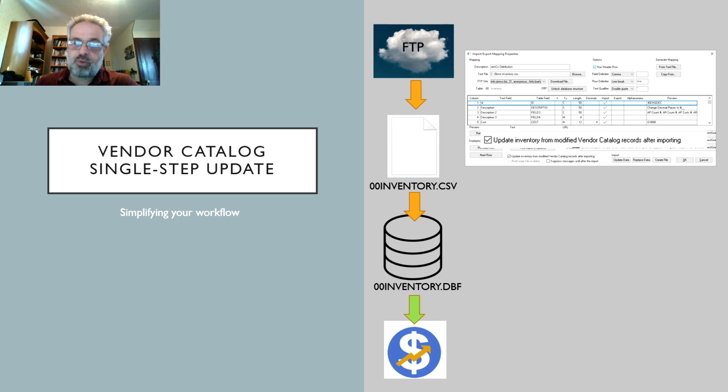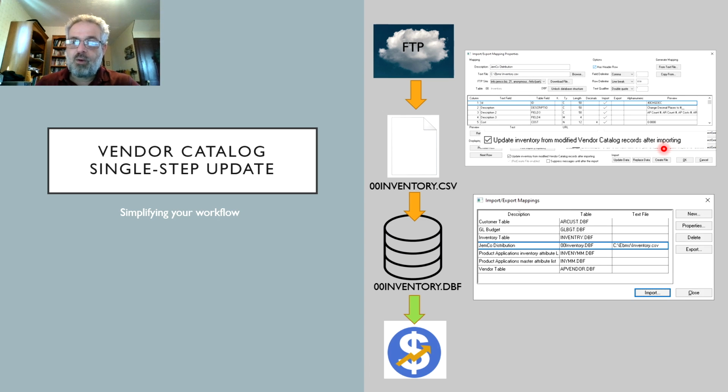A new checkbox will appear if your database file is a vendor catalog: Update inventory from modified vendor catalog records after importing. What does that mean? When you run an import through your import-export mappings, the file is downloaded, is converted to a DBF, and updates EBMS inventory when that checkbox is selected.